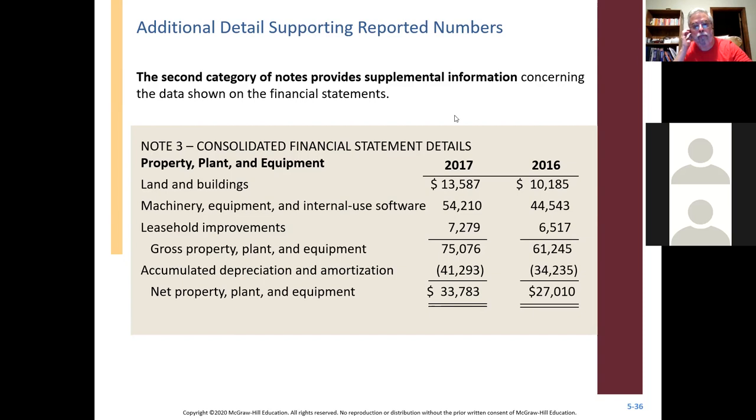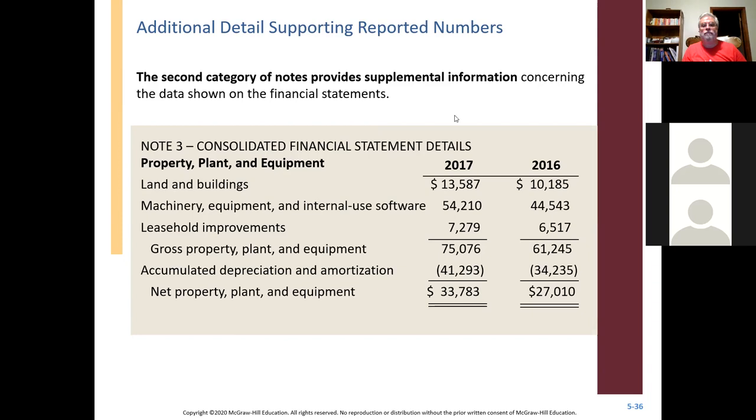We have a gross amount, and then we have the accumulated depreciation and amortization. The depreciation applies to the buildings, the machinery, equipment, and the software. The amortization applies to the leasehold improvements. So then we get a net balance. This will tie into the balance sheet, but it gives the reader a little more insight as to where the growth in the fixed assets is. Okay?